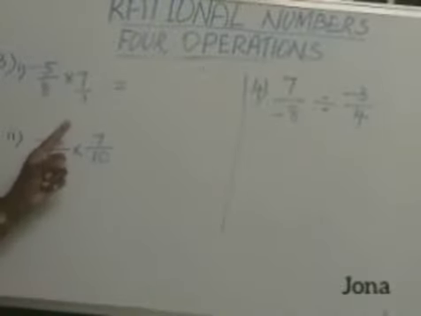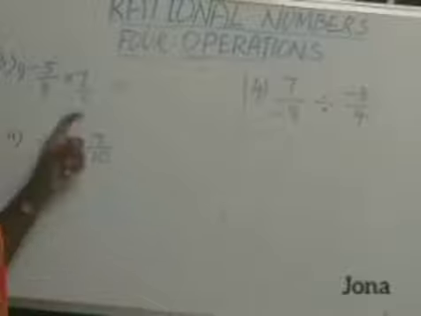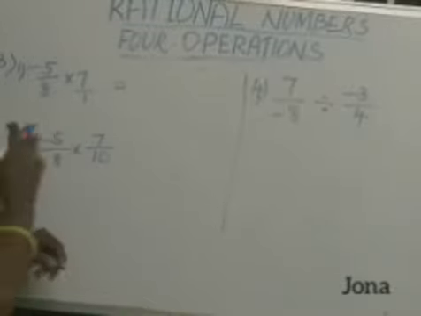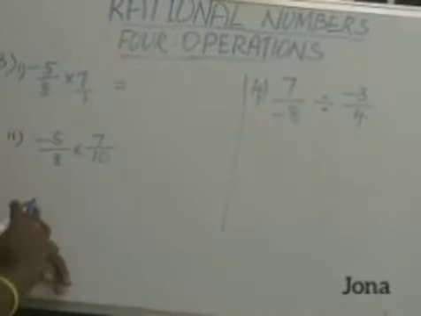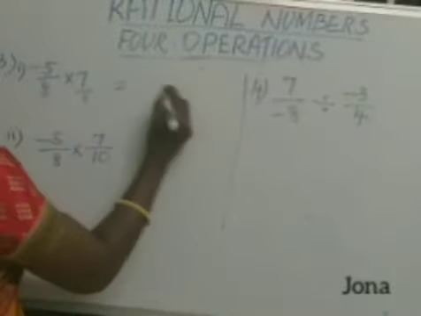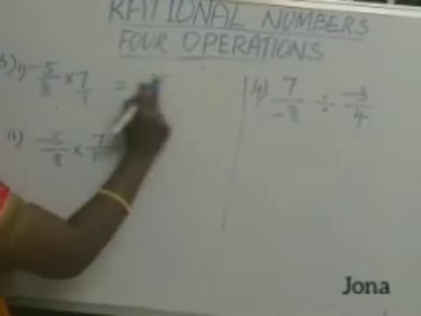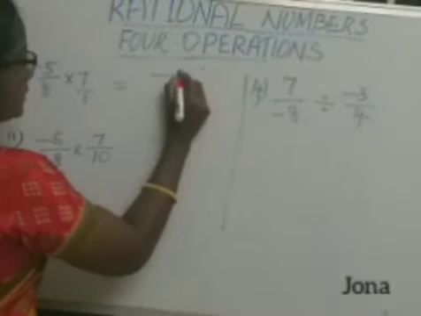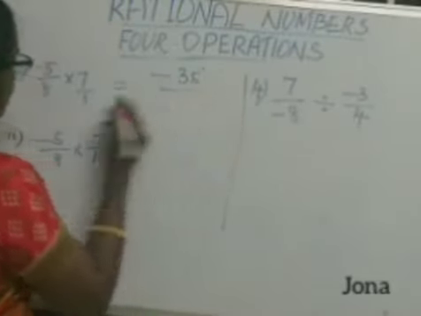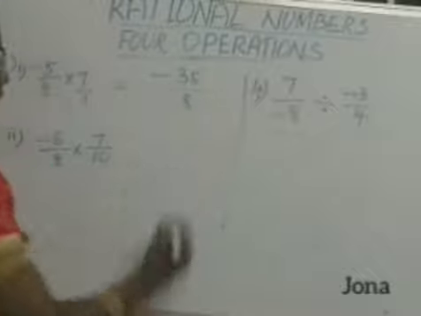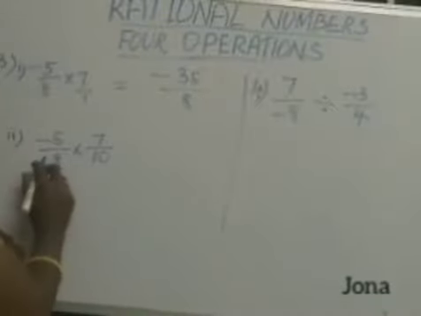At the denominator we have 1. There are no numbers, but you have to keep in mind that we have 1 here. We just have to multiply the numerators and multiply the denominators. So if you multiply the symbols, minus into plus is minus. 5 sevens are 35 divided by, here 8 ones are 8. That's all.